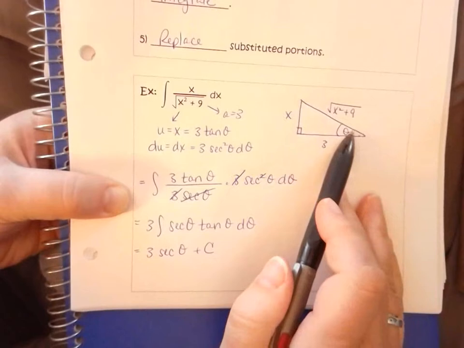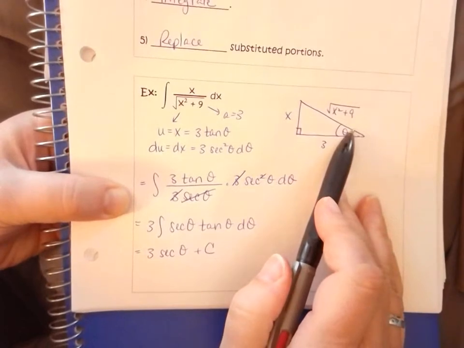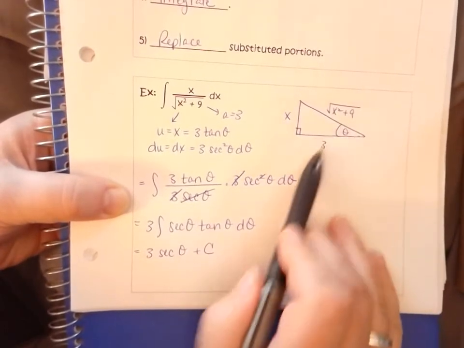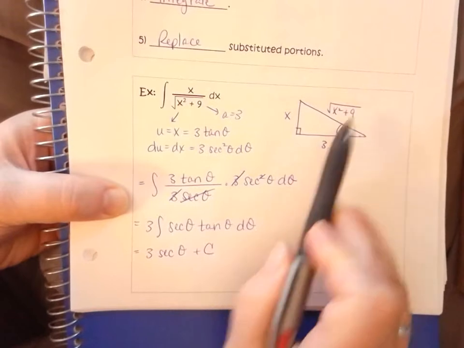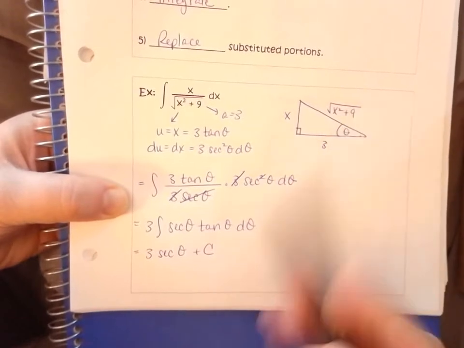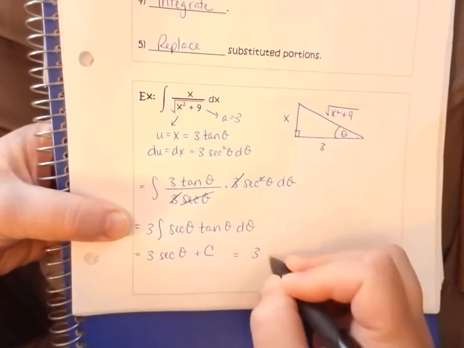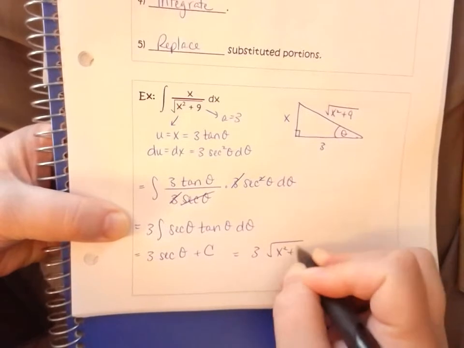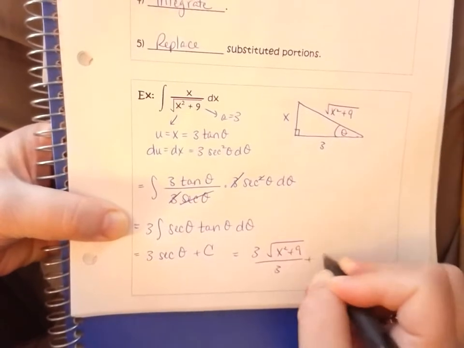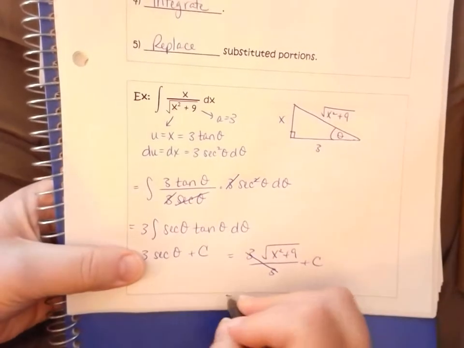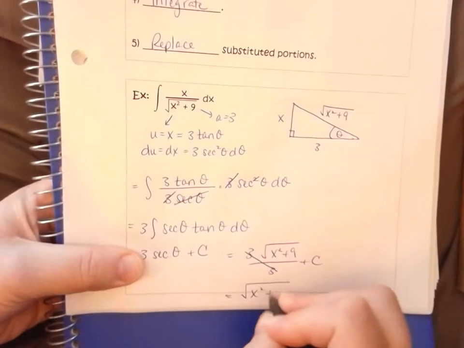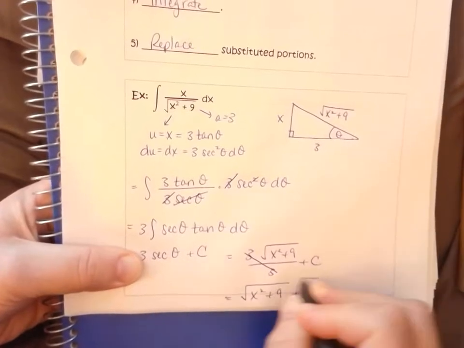Quick substitution, secant would be the reciprocal of cosine. If these are the two sides for cosine, and instead of going adjacent over hypotenuse, we go hypotenuse over adjacent. Hypotenuse is x squared plus 9, adjacent is 3, and this actually simplifies to the radical x squared plus 9 plus c.